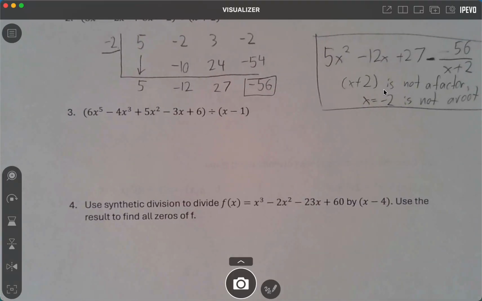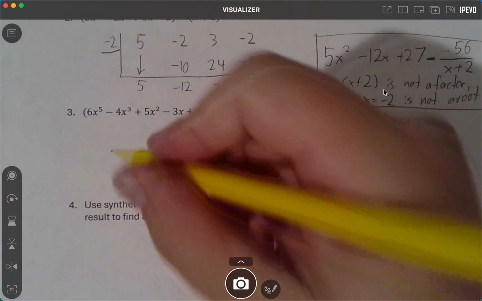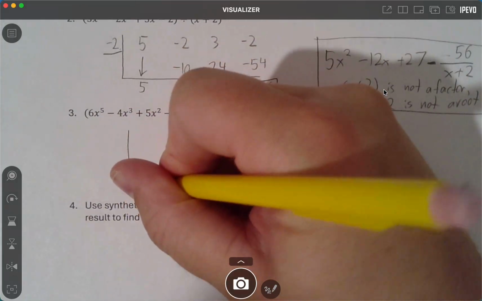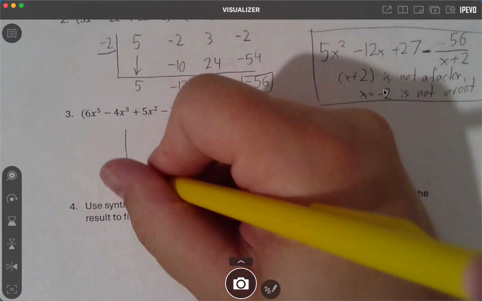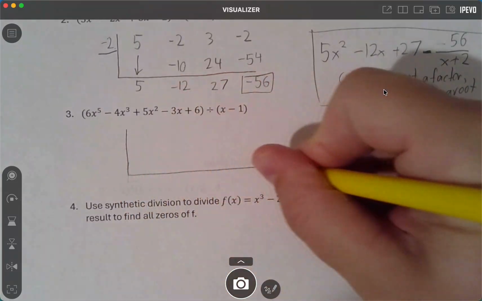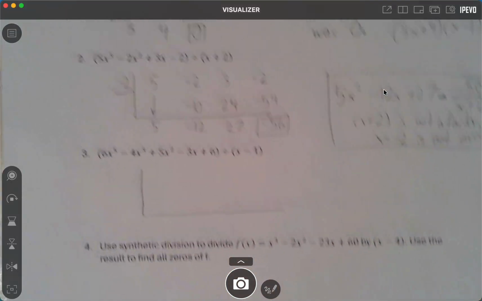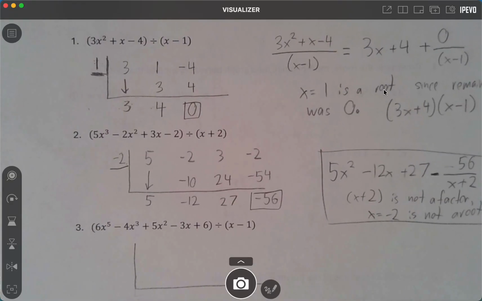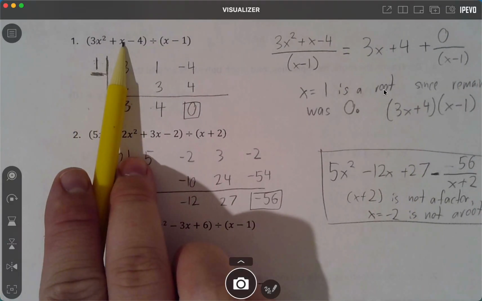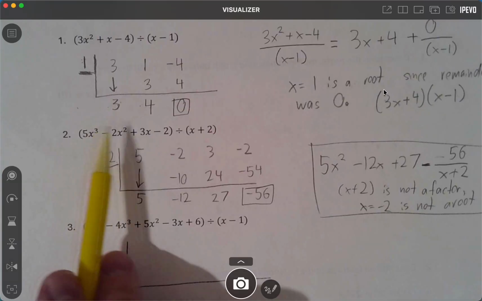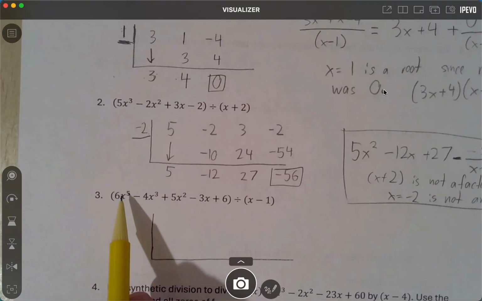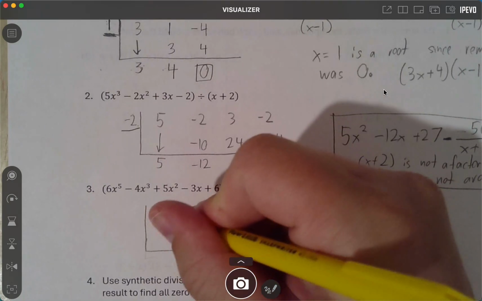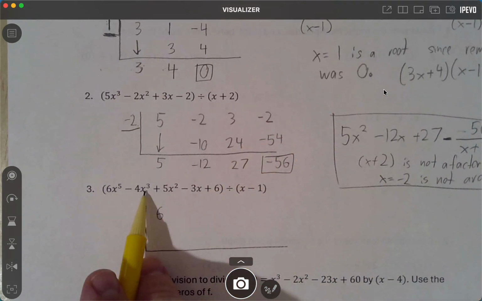All right, the next one's going to go by even quicker, but there is one last careful thing to watch out for. Here's the careful thing to watch out for. So far, if we look at our degrees, we went 2, 1, 0. We went 3, 2, 1, 0. Watch what happens this time. We go 5, so copy the coefficient, but then we go from 5 right to 3.